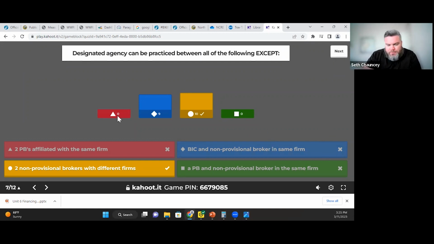Here's the thing, folks. This one's tricky because designated is a type of dual, and you cannot have any type of dual if it's two different firms. That is what we call cooperating brokerage. Dual agency is impossible if you've got two different firms. There's no realm where you can have dual agency with two different firms. All the rest of these are okay. A BIC and a full broker, right? Remember, non means not. So a non-provisional broker is a full broker.